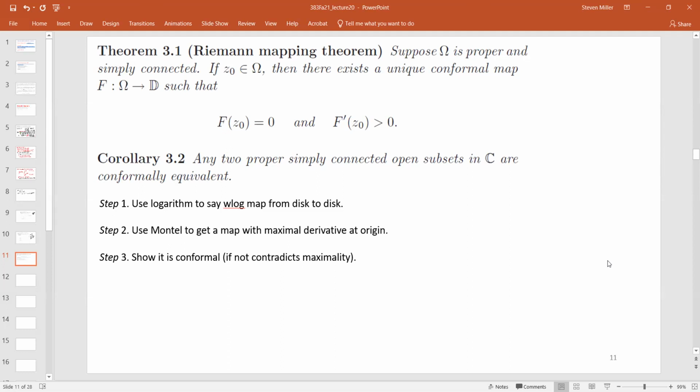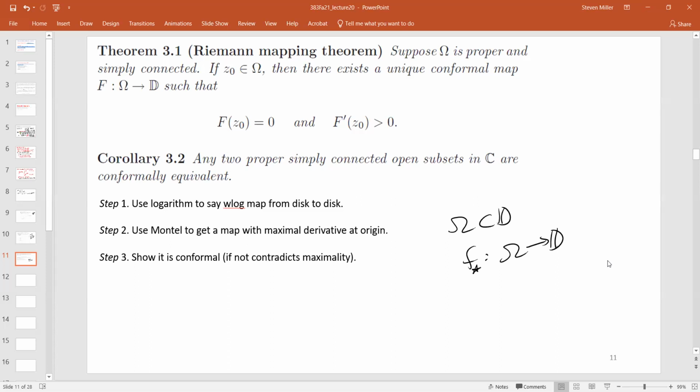We have a function that maps a subset of the unit disk. So omega is a subset of the disk. F maps omega to D. And I'll call it F star. This is our special maximal function. What do you think would be true about the value of its derivative at the origin? 1. Could it be larger than 1? Why not? So we have Schwarz's lemma.